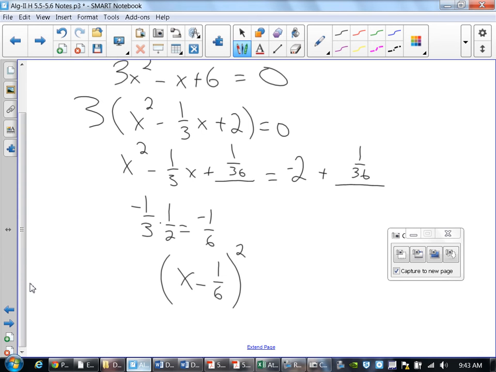Now I'm going to make the fractions work in my favor. I'm going to rewrite -2 as a fraction with the denominator of 36. Double 36, what do you get? So this is the same as saying -72 over 36 plus 1 over 36.